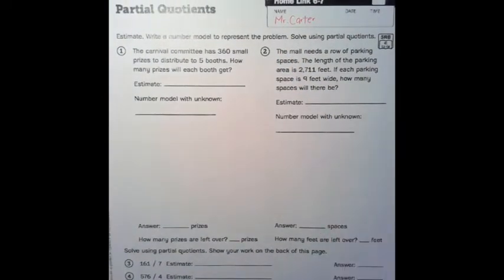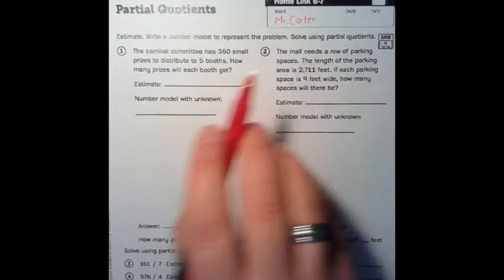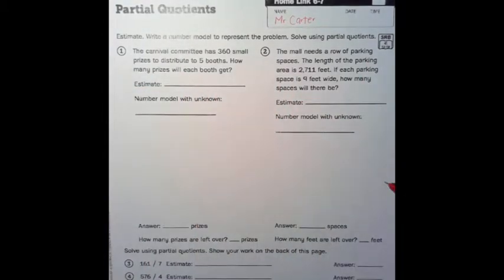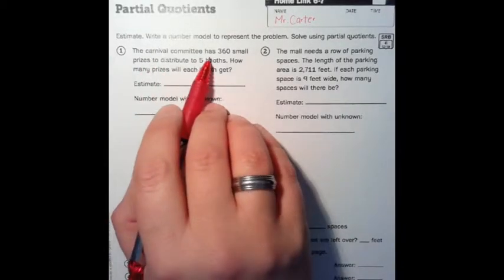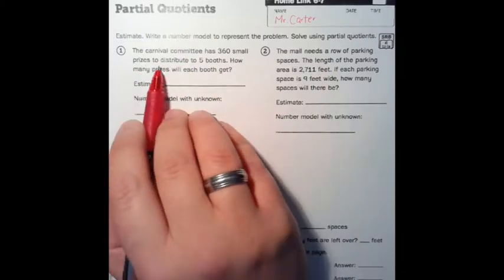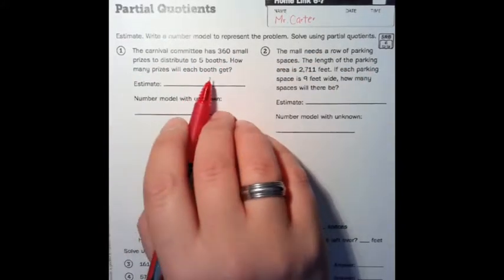Alright, so we are doing partial quotients again to do some dividing. So we've got a couple of number stories here that we're going to need to solve using division, and particularly partial quotients. So let's go through it. The Carnival Committee here has 360 small prizes to distribute to 5 booths. How many prizes will each booth get?